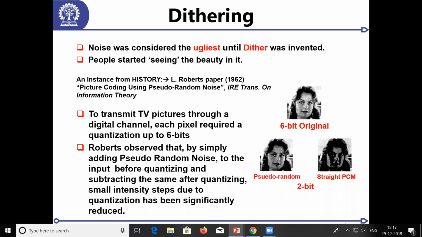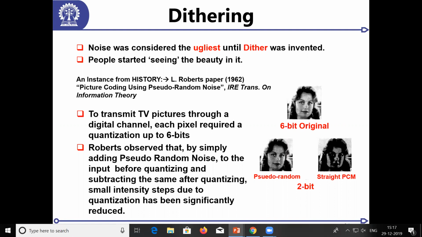So they used it for picture coding. This is the original image, a 6-bit image. It took a lot of bandwidth to transmit in those days, right? A lot of time. Now what they did is, they cannot transmit 6-bit. They converted that to 2-bit. If they transmit the 2-bit image straight, you will get this quality. See how the face has been distorted.